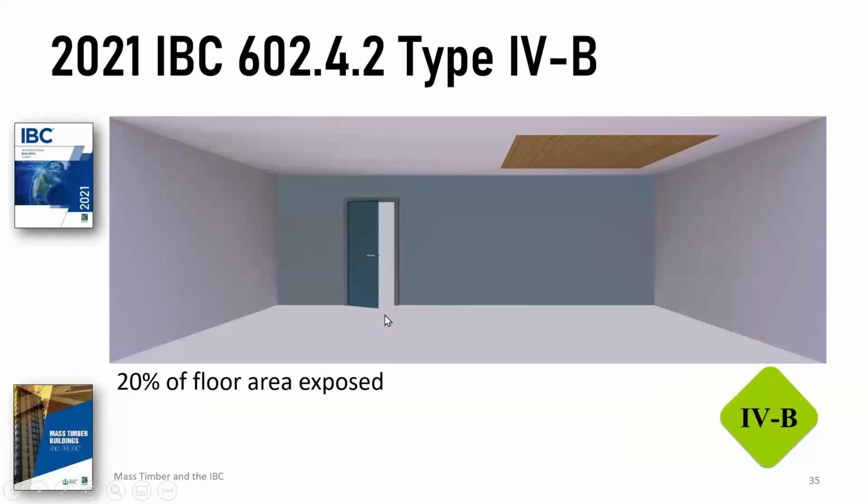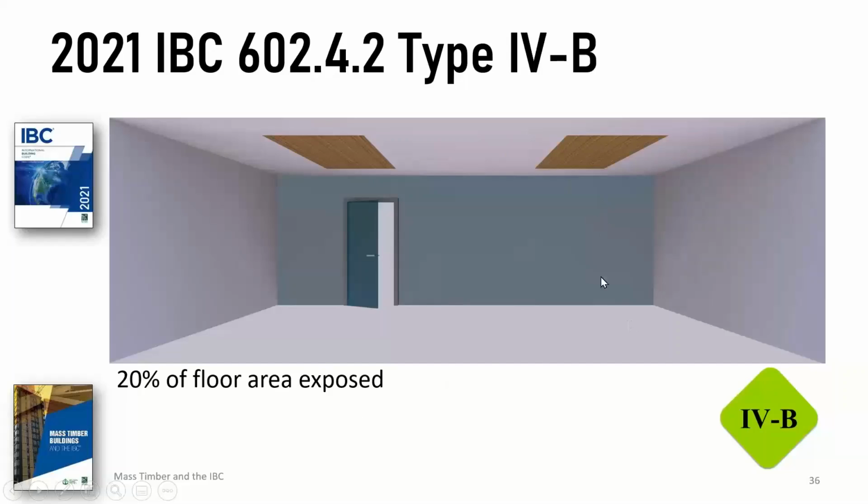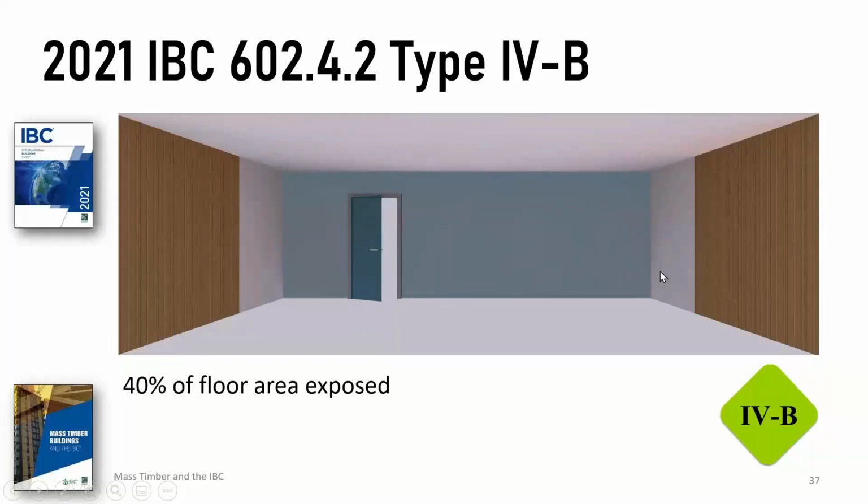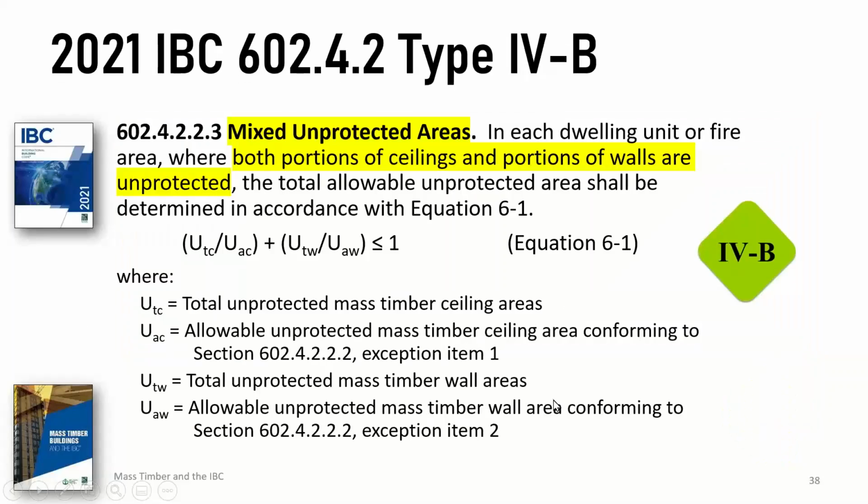Schematic might look like this. If you had an exposed area here, 20% of the floor area, that would be the area limit there. You could split that up into multiple smaller areas as long as it didn't exceed 20% of the floor area. For walls, the combined areas of these exposed walls couldn't exceed 40% of the floor area. And here, if you want to do both, here's that formula.